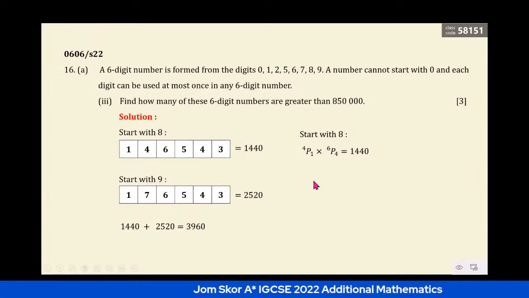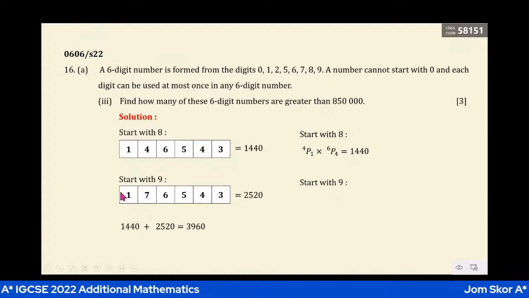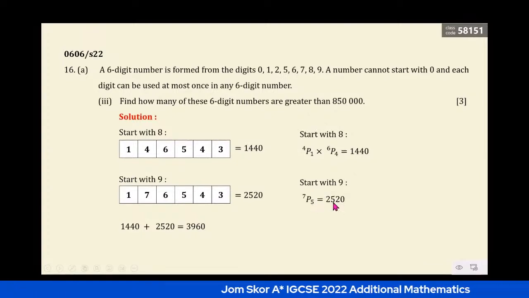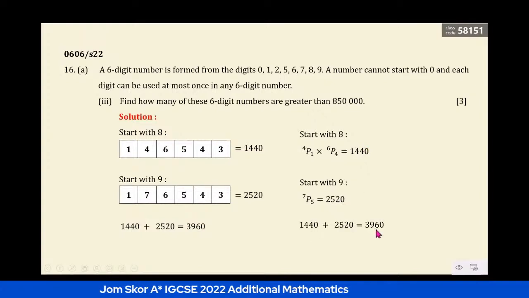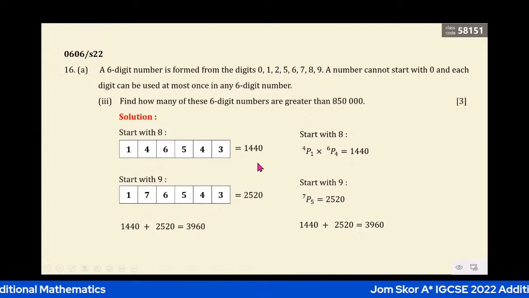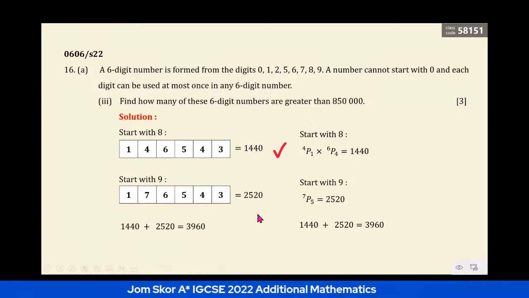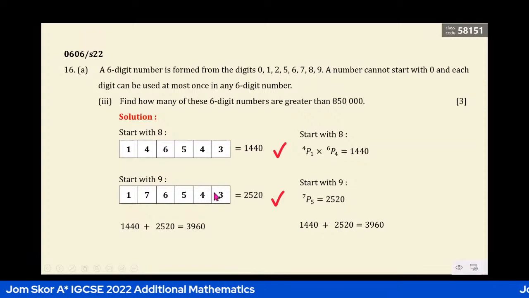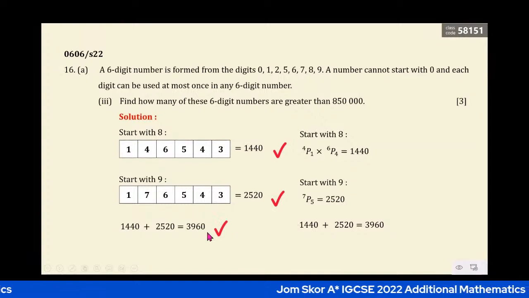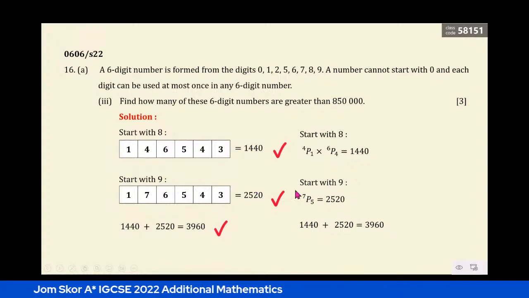Okay. Then if the number start with number 9, with digit 9, so depan ni confirm dah 9. Alright, so we have 7 other digits, so 7P5. Okay, so 2520. Add these two to get 3960. Okay, right. So 3 marks, satu confirm dekat sini lah. Okay, mestinya dekat start with 8. Okay, and another one is for starting with number 9, digit 9. Okay, and then the answer 3960 will be the final mark for this question.